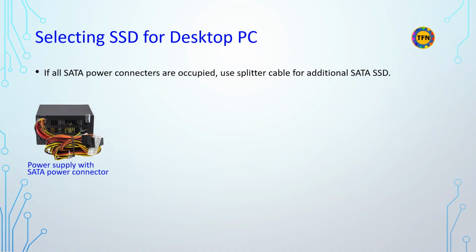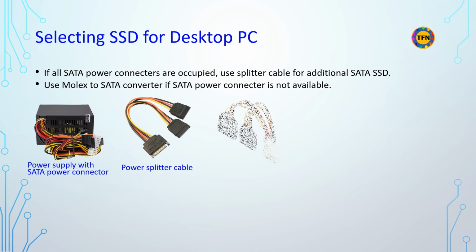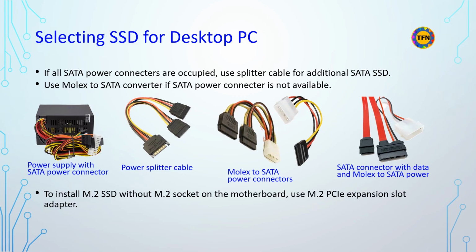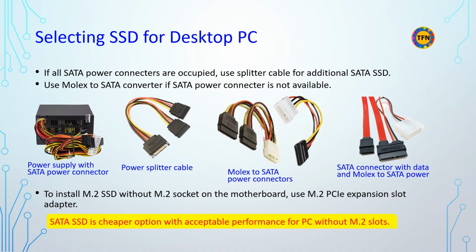If all SATA power connectors are already occupied, then you may use a splitter cable for an additional SATA SSD. Even if a SATA power supply cable is not available within the box, a Molex to SATA converter can be used. An M.2 SSD can be installed on a desktop PC even without an M.2 socket on the motherboard by adding an M.2 PCIe expansion slot adapter. A SATA SSD is a cheaper option with satisfactory performance for a PC without M.2 slots.